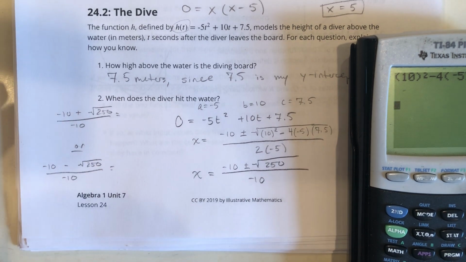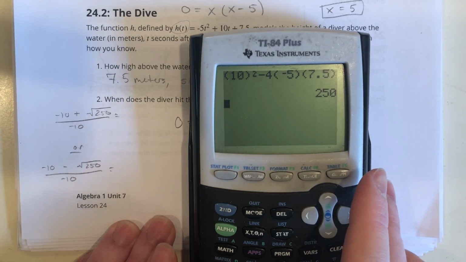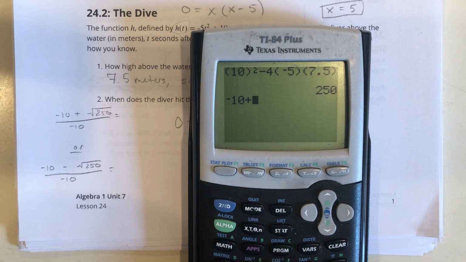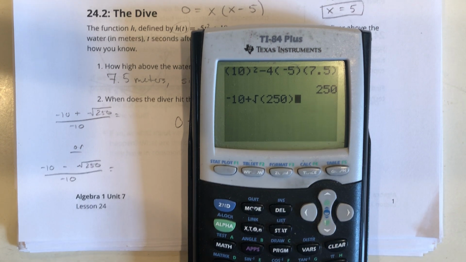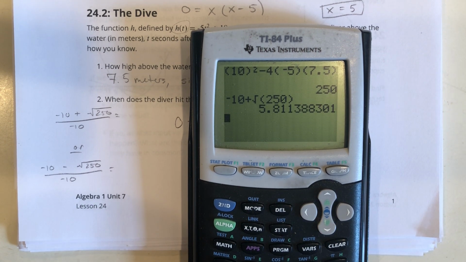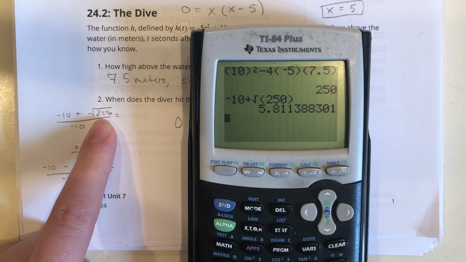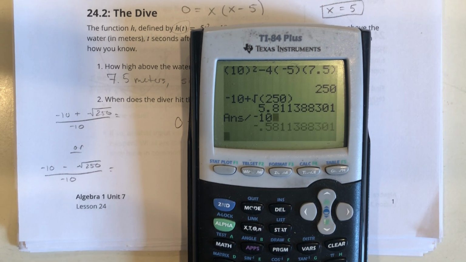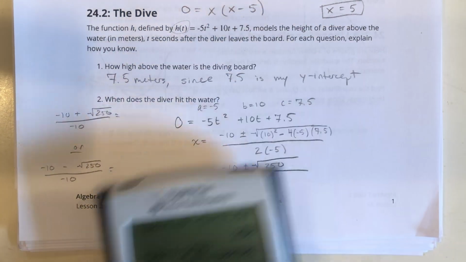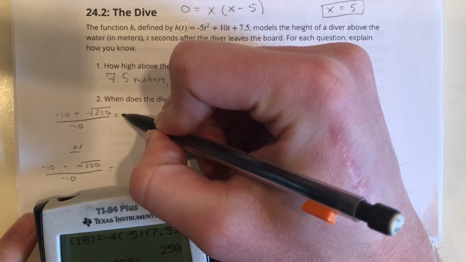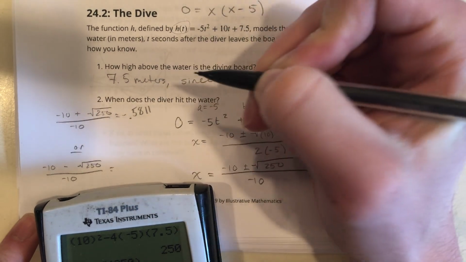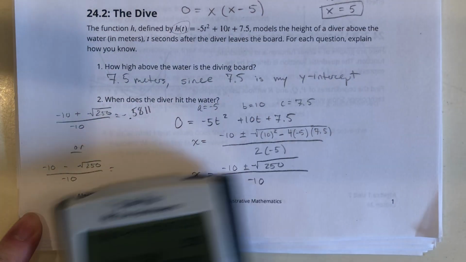And I'm going to do those each separately on my calculator. Here's how I'm going to input the first one: negative 10 plus radical 250. Close my parentheses. All right. Obviously, it's an irrational number because 250 is not a perfect square. Then I'm going to divide by negative 10. All right, and that is not a possible answer, but I'm going to write it out anyway, because how could he have hit the ground half a second ago, right? That doesn't make any sense.